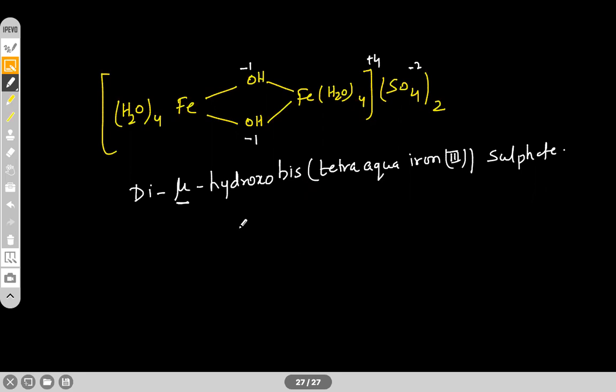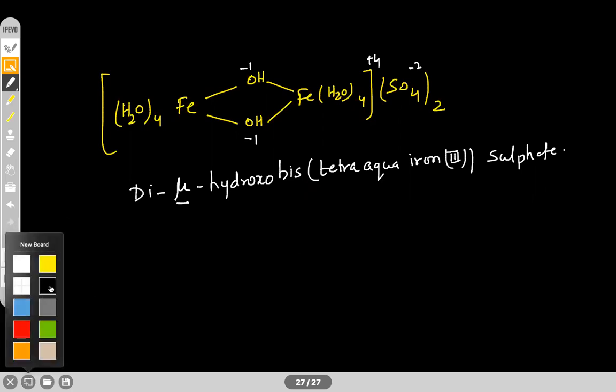Okay, one more example on this will do, and then we'll move on. You can have 2 different bridging ligands also. Here we have OH, so I've written dimu hydroxo. If you have 2 different names, then you can write down the names of the 2. Like you see this one.